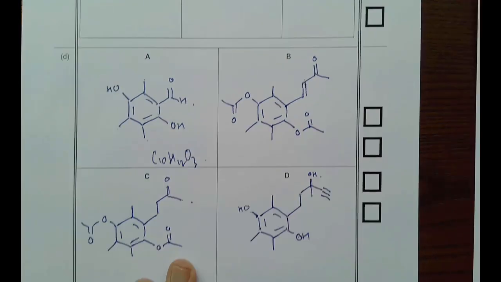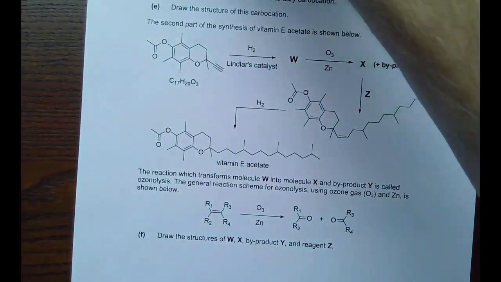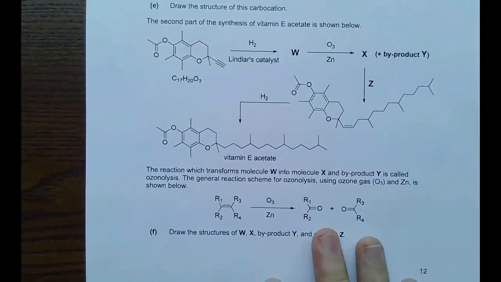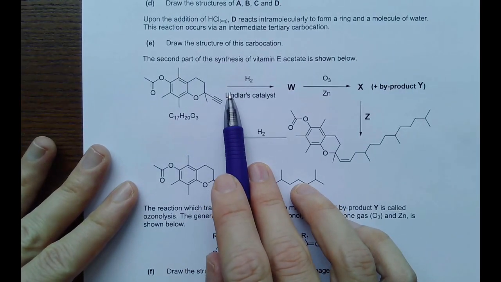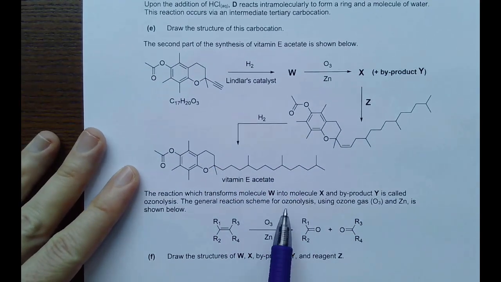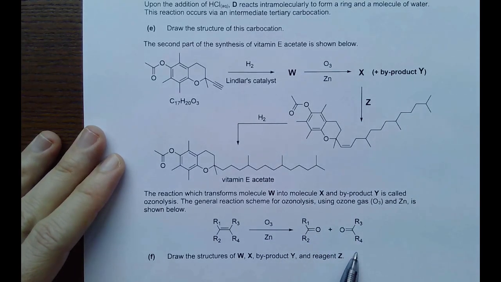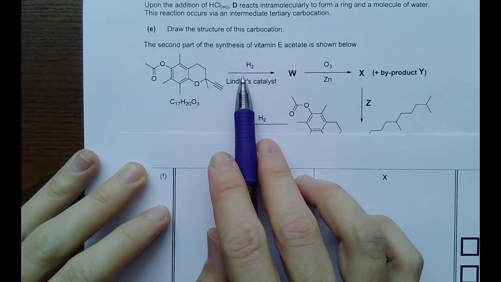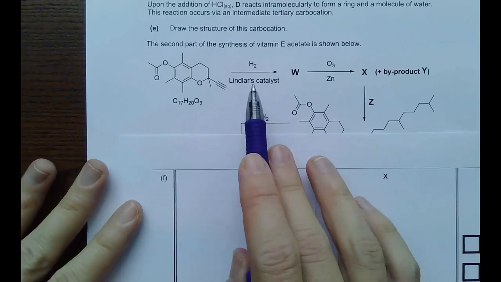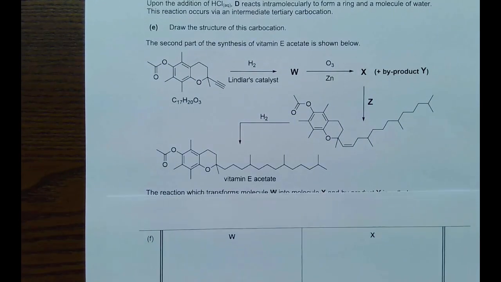Okay, so on to the final part of the question. We have the second part of the synthesis, and we need to know W, X, Y, and Z. Okay? So, number 1, W. Hydrogen, reduction, Lindlar's catalyst. This one's a tricky one.